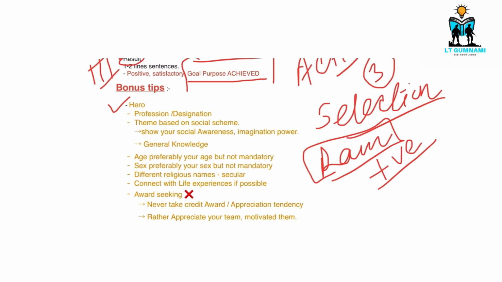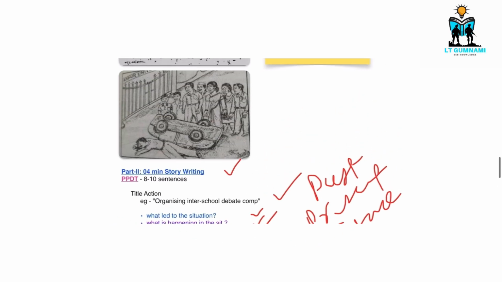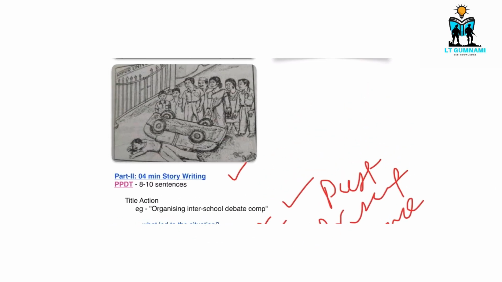So selection of your hero is very much important, and equal importance is the hero's profession or oblique designation. Give your hero a profession or oblique designation that suits the hero very much and is relevant to the picture. If I take an example of this picture, so in a case like an accident, what profession suits the hero the most? The easy answer is a medical attendant or a doctor.